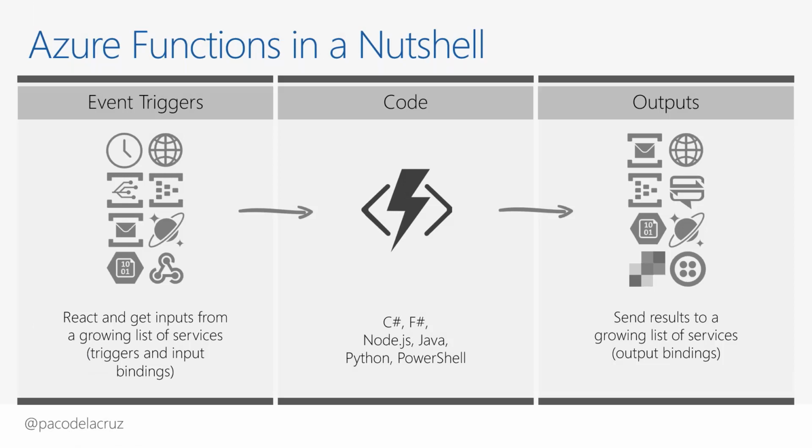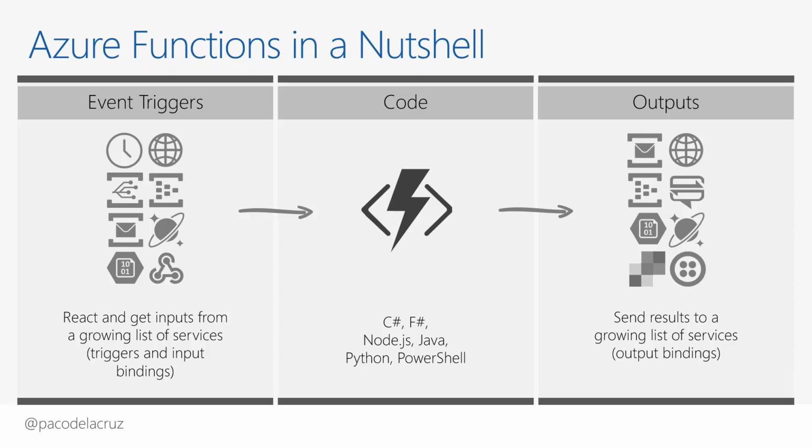So functions in a nutshell. So we have event triggers. Our functions can be started when there is a new event, or when there is a new file on the blob container, when we have a message on Service Bus, when we have a new document on Cosmos DB, and so on and so forth. So these are event triggers, and then this will trigger my code that is in my Azure function.